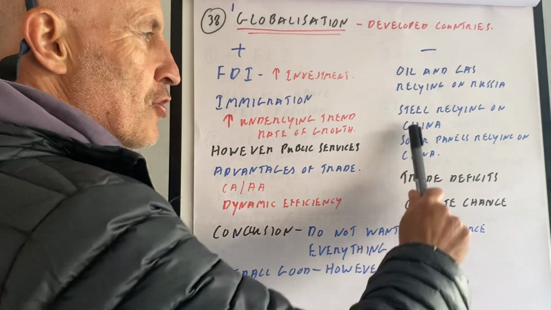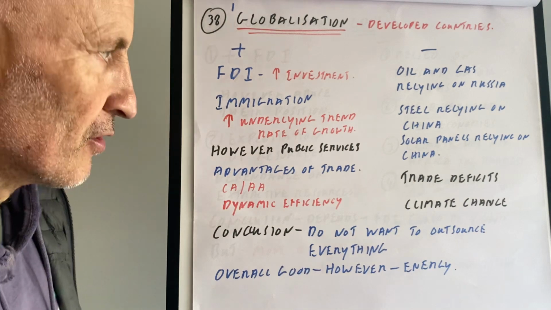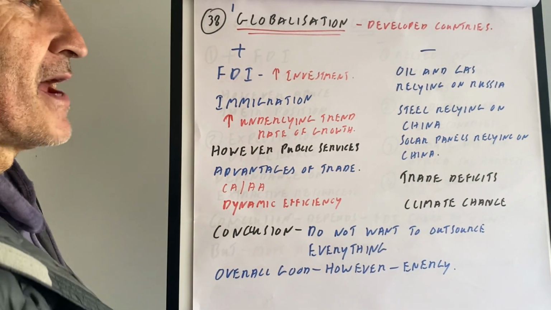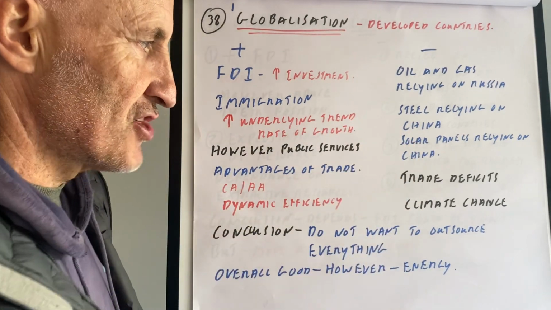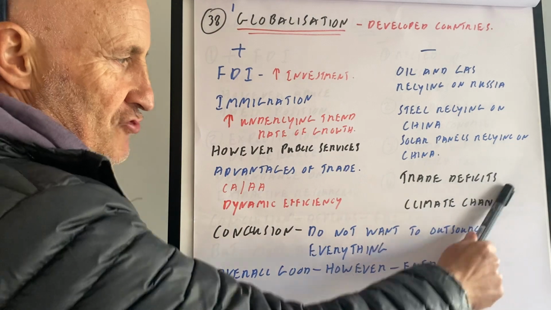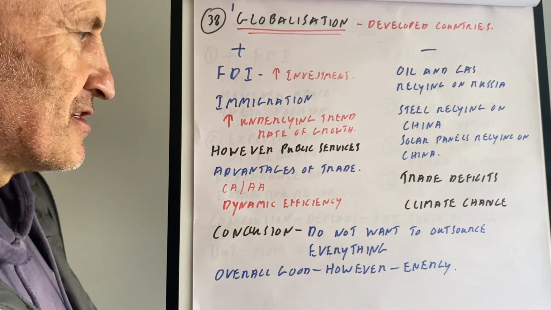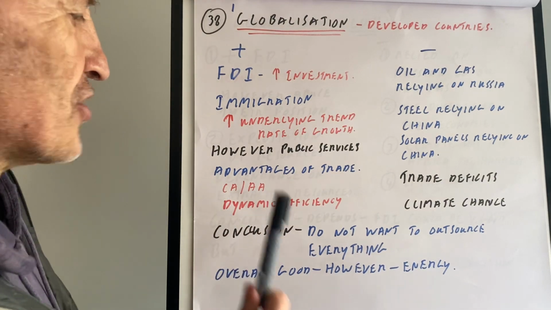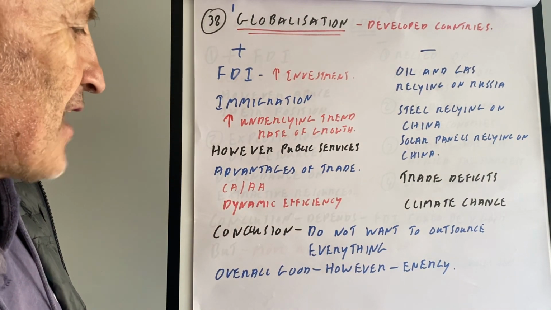For steel, we could be relying on China for more and more steel. We could be relying on China for solar panels. So if we outsource all of our manufacturing, it makes our economy much riskier. Hence the idea for the Green Revolution. Right, it's also created trade deficits in the UK, and that's also created a problem. It's also created the problem of climate change. Conclusion is we do not want to outsource everything that we do.